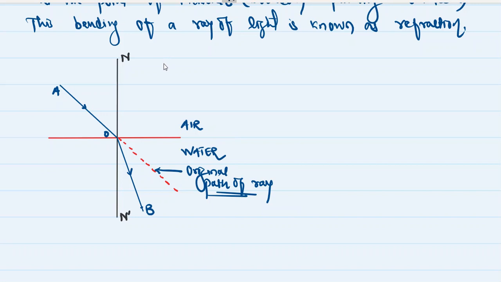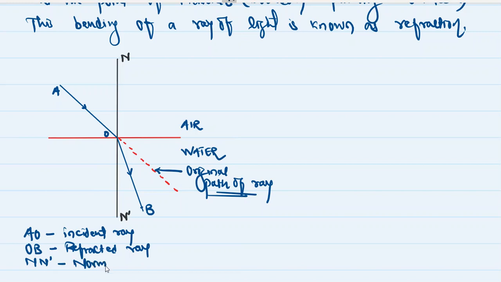Okay, so I want to give you a few more terminologies. What is AO over here? AO is the incident ray. What is OB? OB is the refracted ray. What is NN dash? NN dash is the normal at the point of incidence.